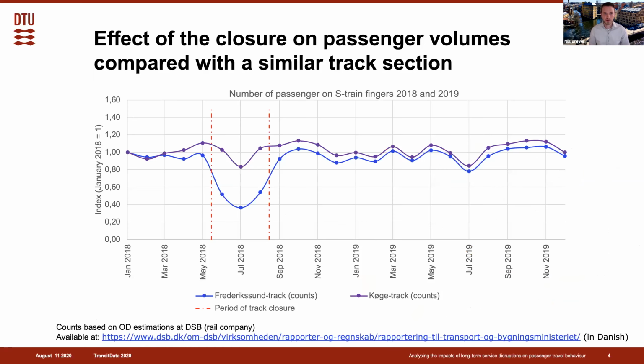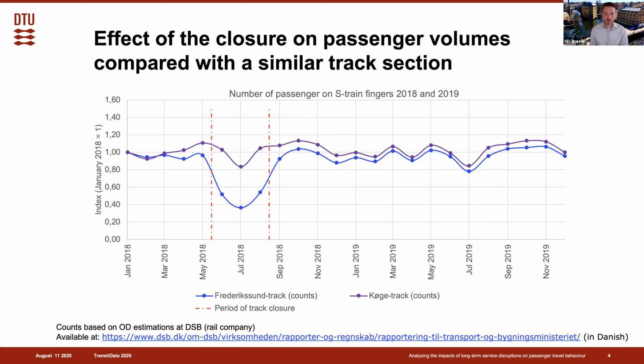And just to get an idea of the overall effect of this closure, here we see the blue line is showing the passenger counts from the rail company for this affected line. And we see that it's a steep decrease during the disrupted phase where the rail line was closed. While if we just take another commuter rail line here for reference, the other line, we see just a small decrease in the summer, which is just a seasonal pattern.